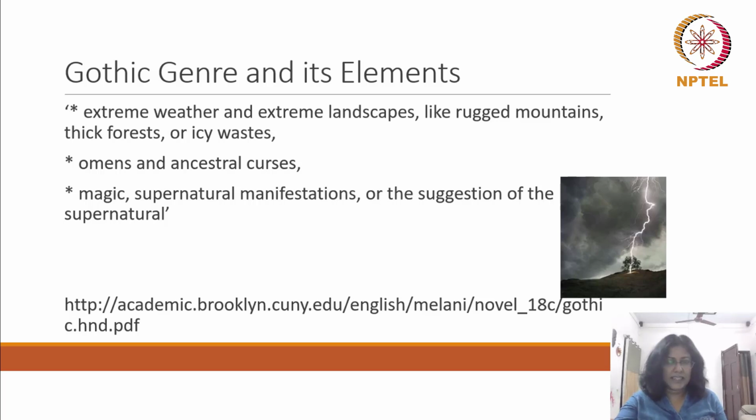Omens and ancestral curses. Remember, I just spoke about the Castle of Otranto and how Manfred is cursed, and that's an example. So a curse can set in motion a series of incidents in a particular narrative. So the curse here is responsible for some of the actions of the Prince of Otranto. Then we have magic or supernatural manifestations, or the suggestion of the supernatural. So the supernatural element, the appearance of spirits, is a characteristic of the Gothic genre.